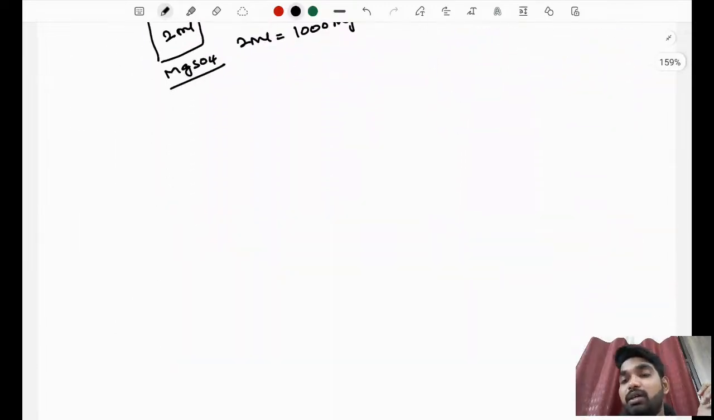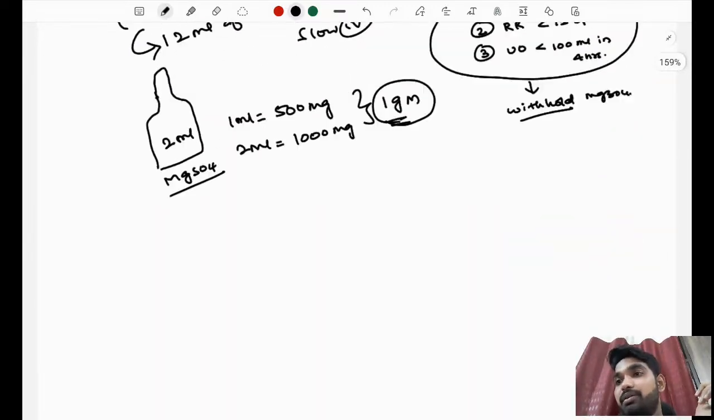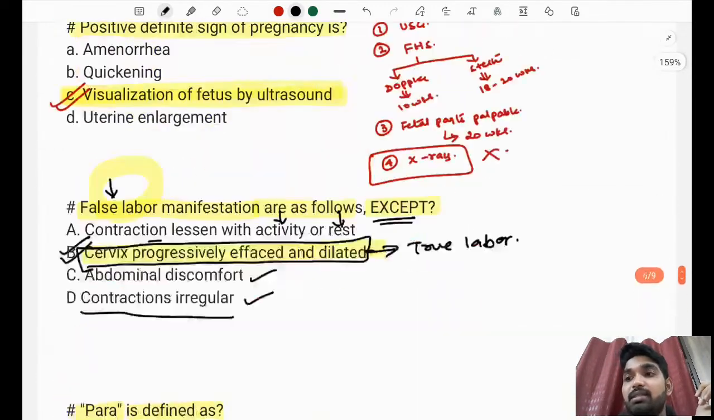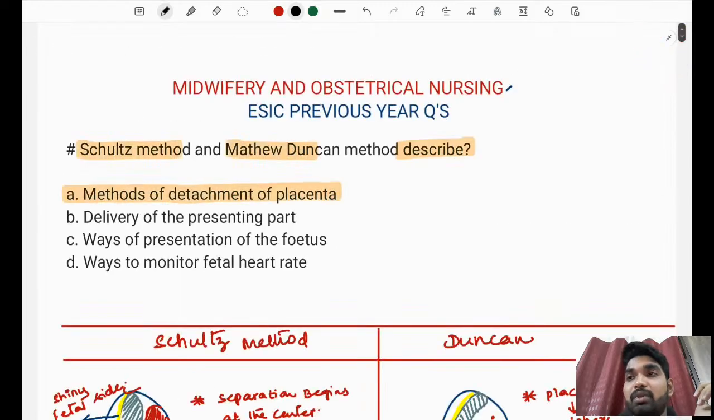Right, I think I have completed today's class. I'll share these slides on my Telegram channel with the same name, Medsee Nursing. Go download the printout and you can have this for your exam. And I think you got benefited from this session.